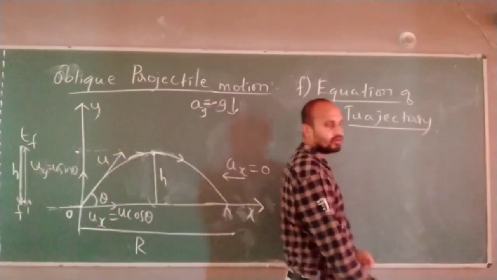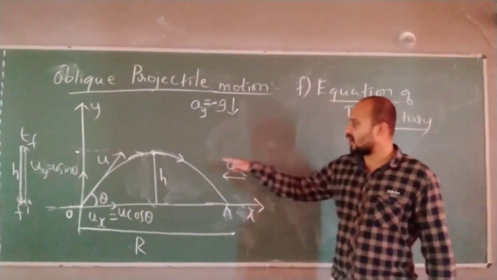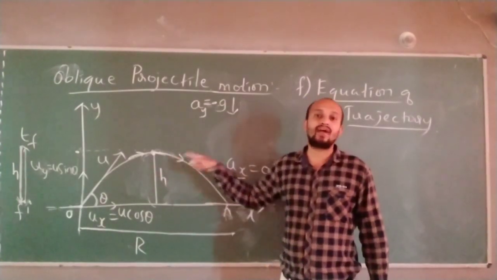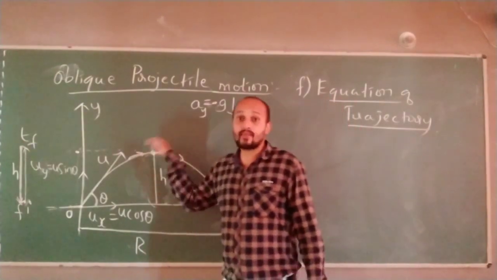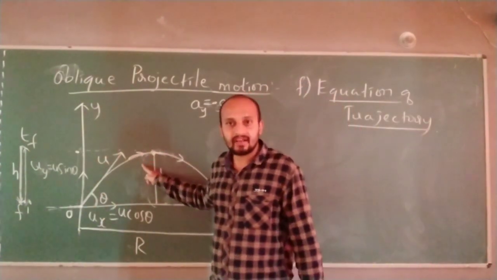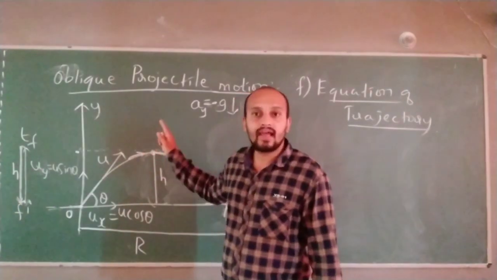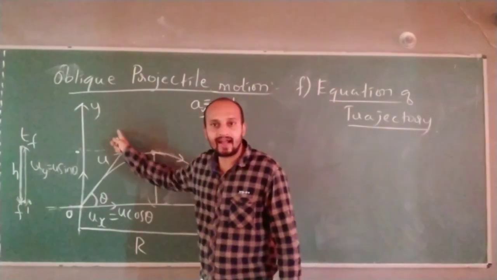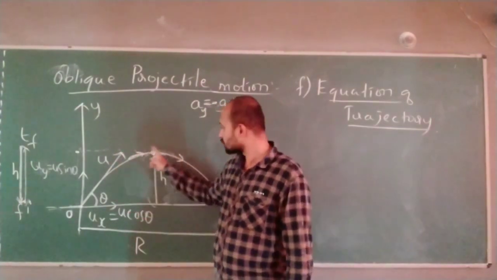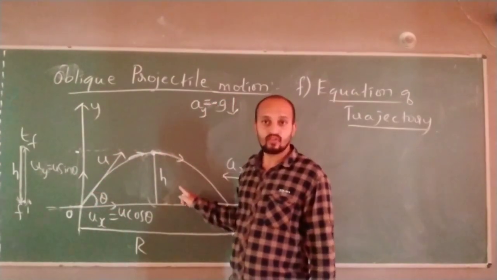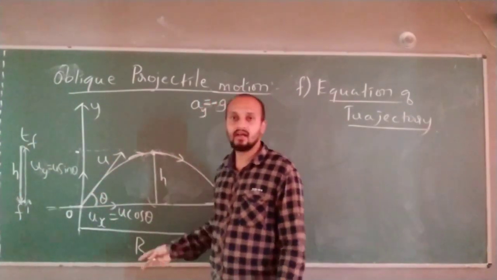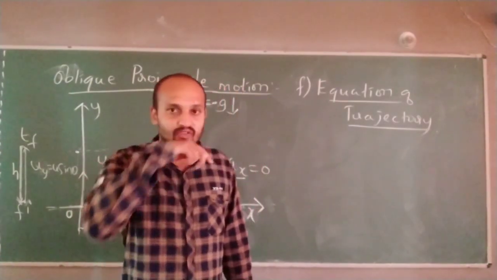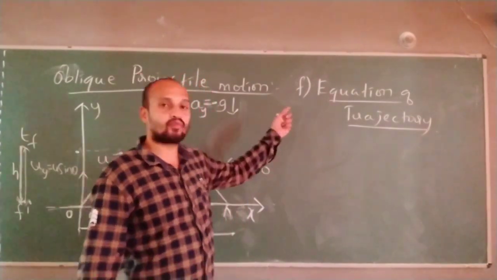If you want to find the path of a projectile motion, you have to find the equation of this line. Equation of the line means you are finding the relation between y and x based on this line. That is what I am going to do here.